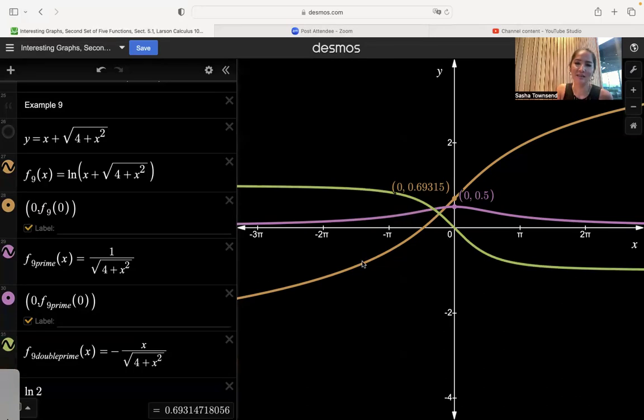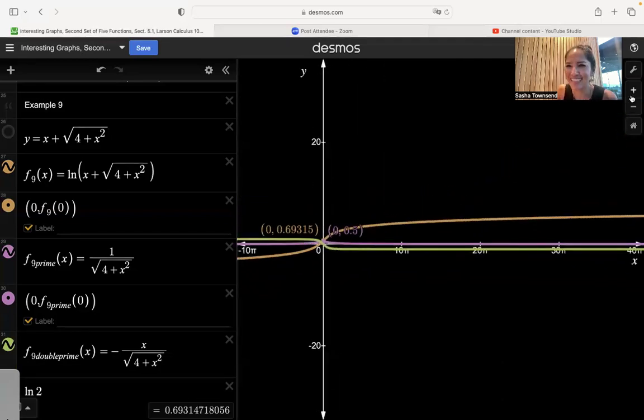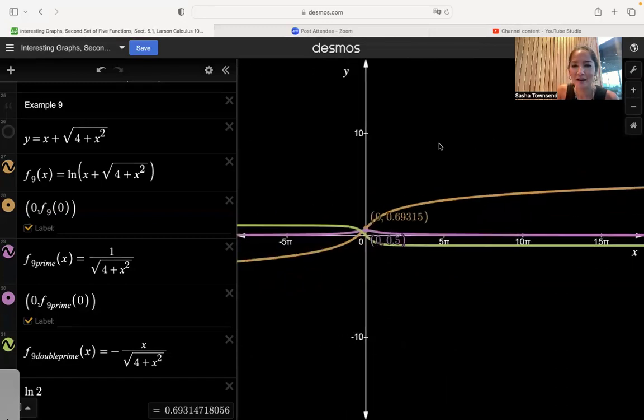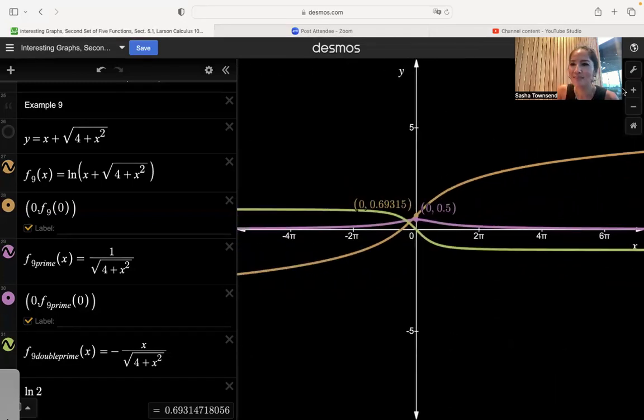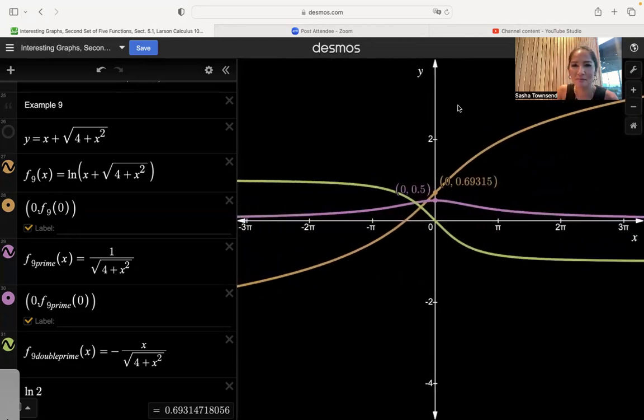So we can see that the concavity of the first graph, that orange graph, is indicated by both the sign of f double prime and the increasing and decreasing nature of f prime. And then we can also see how the increasing and decreasing nature of f prime relates to that green graph as well. Actually, I think I just repeated what I just said. Anyway, we can see how all those derivatives are related to each other. I think that's pretty cool.